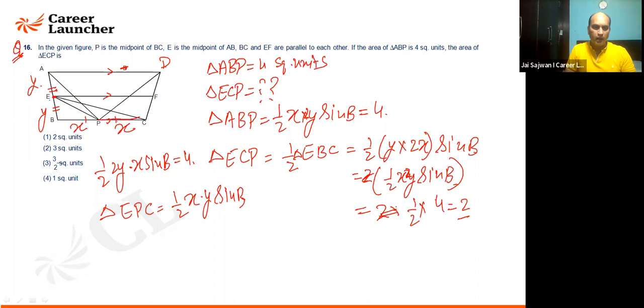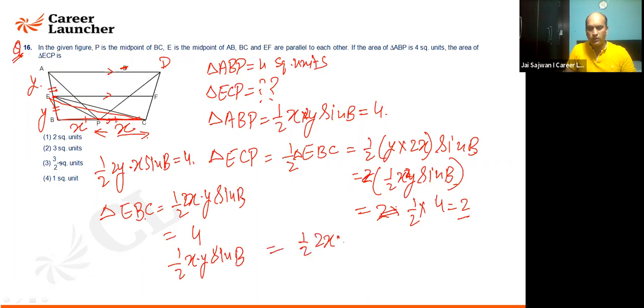Why? Because this is Y. And this is also Y, because if you take this whole triangle, it will be 2X. In that case, it is EBC. So in that case also, this value is coming out to be 4. But I want this one only. It is not 2X, it is only X. It is half of X into Y into sine B. So I know half of 2X into Y into sine B is equal to 4. So I can say this value will be half of 4. That will give you the answer, is it? Is it fine now? Clear, everyone? I hope everyone understands that.